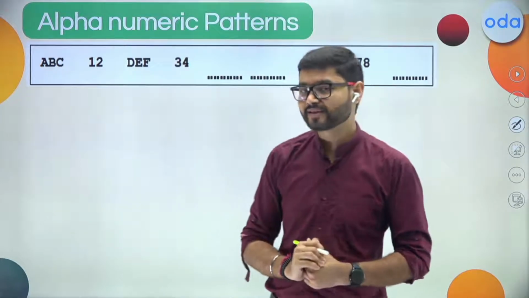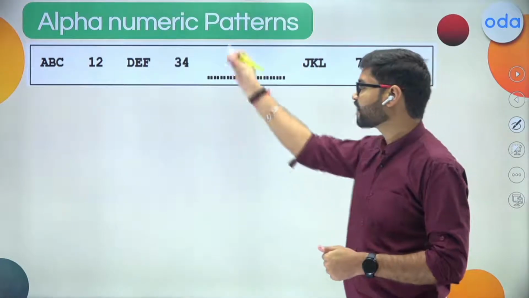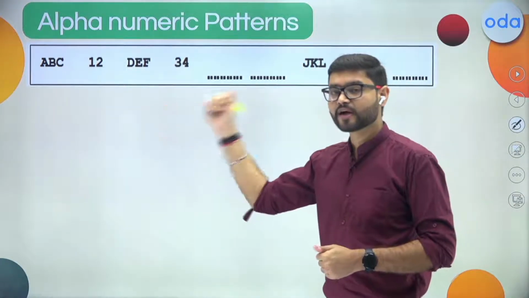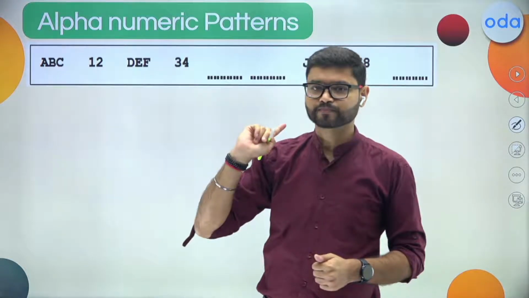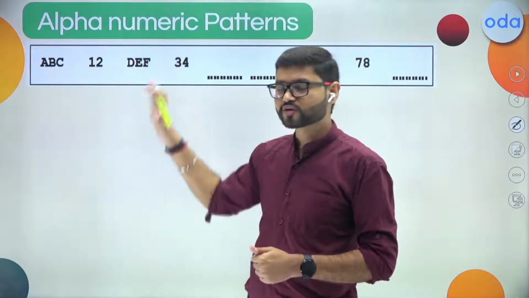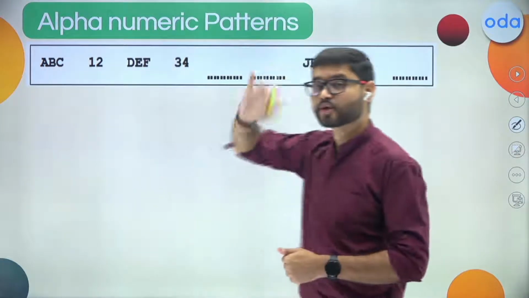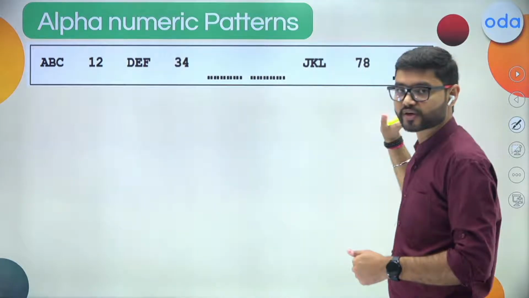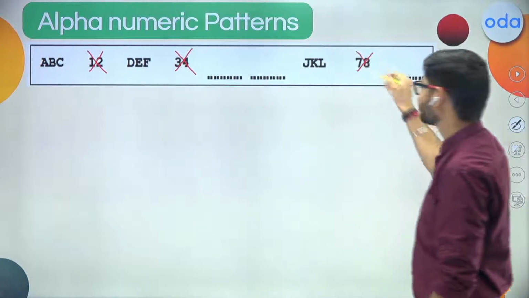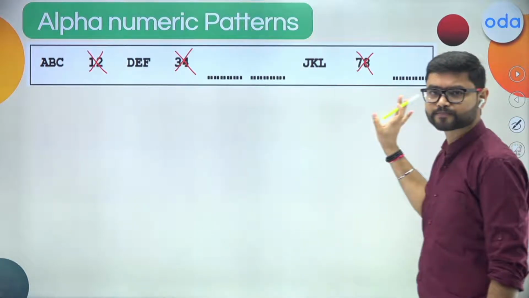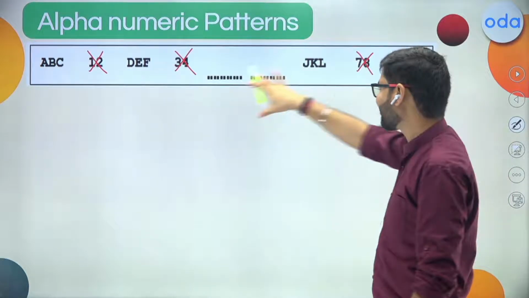Remember one thing, whenever you are going to solve an alphanumeric pattern, where we have alphabets as well as numbers, focus on them one by one. Don't focus on them at a time. Let's say I am going to start with alphabets. Let's ignore that I have numbers over here. Let's just ignore that I have 1, 2 here, 3, 4 here, 7, 8 here. If I ignore the numbers, don't you think this has become an alphabetical pattern?